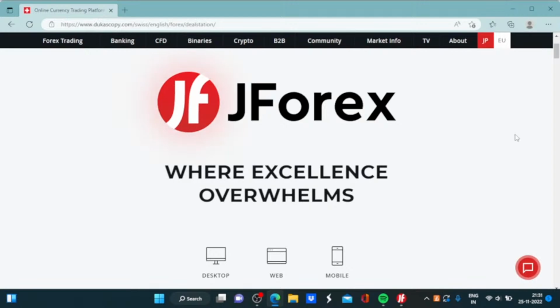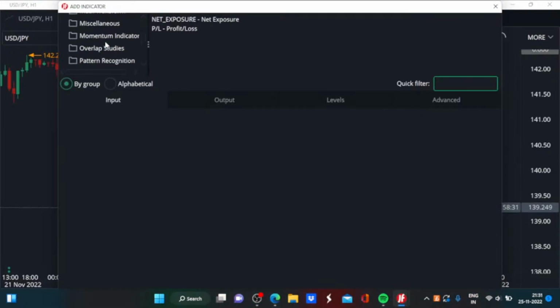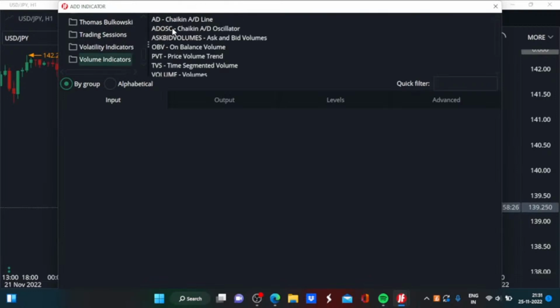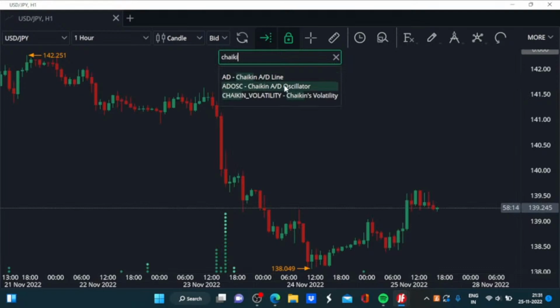So let us now head to JForex 4, the newly released trading platform from Dukascopy Bank SA. Here, this is the chart drawn on the hourly candle period. If you want to know where this indicator is listed, you can go to the add indicator options, and in it you will find this indicator listed amongst the volume indicators, just below the Chaikin AD line. Here we have the Chaikin Accumulation Distribution Oscillator, or you can simply type in Chaikin and here it comes.